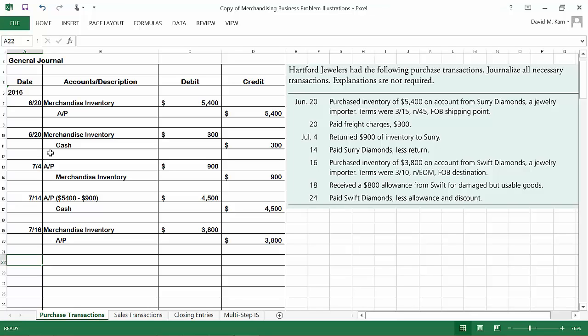Okay, so let's see how we would do that. So 7/18, we would debit in this case accounts payable because we're reducing the amount that we owe, 800. And then even though we're not sending it back, the cost basis of our inventory is going to be decreased, and we'll be able to still keep these goods and use them.